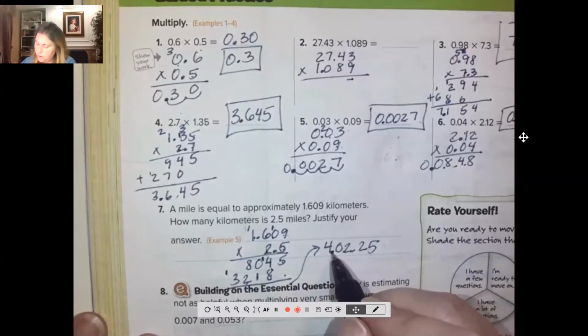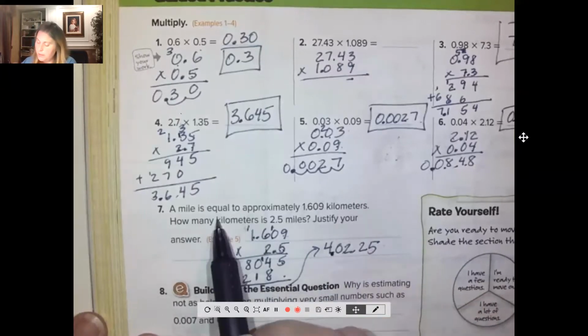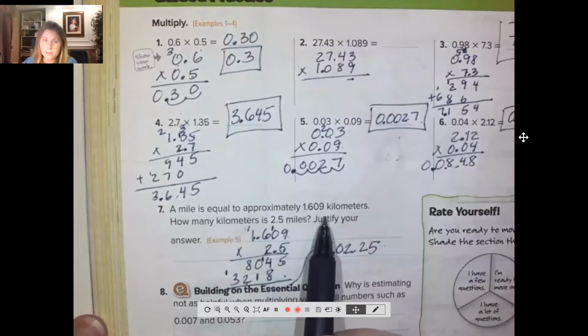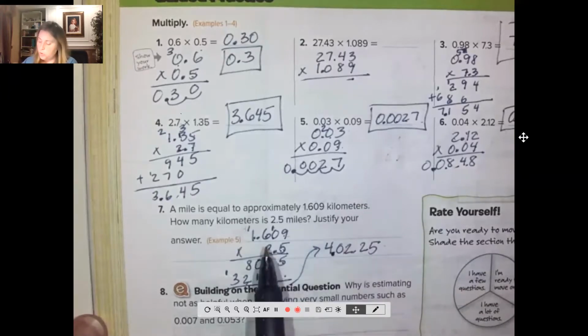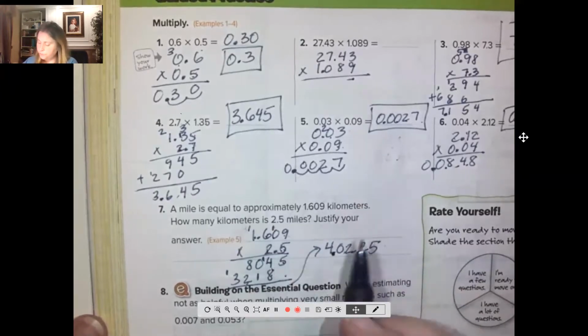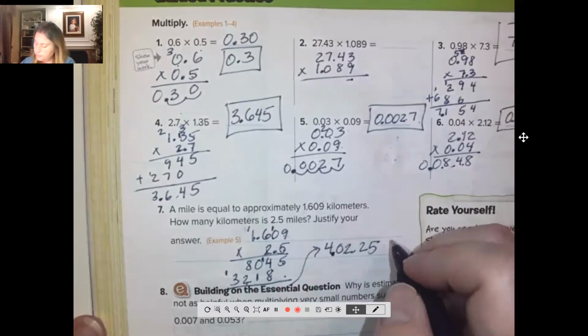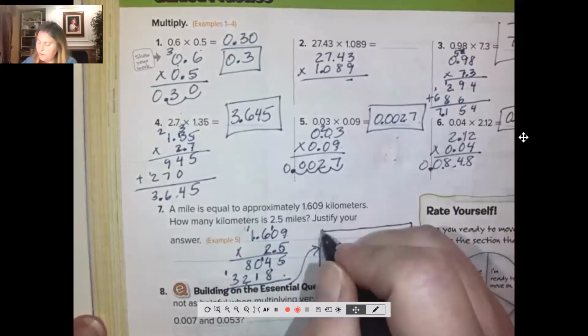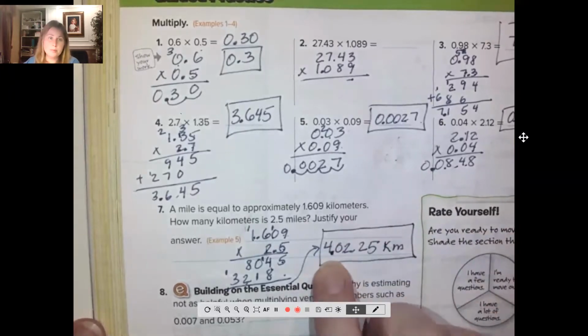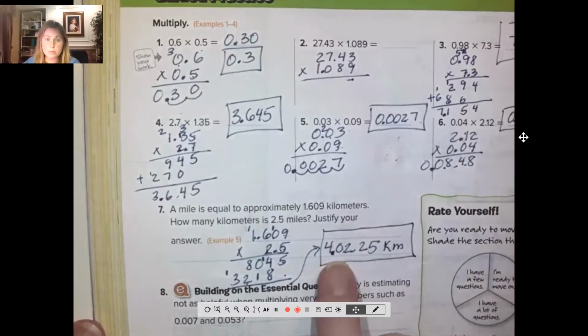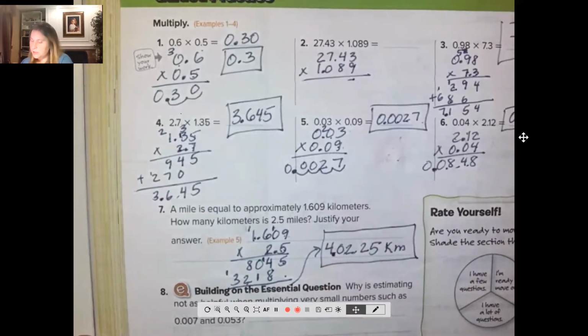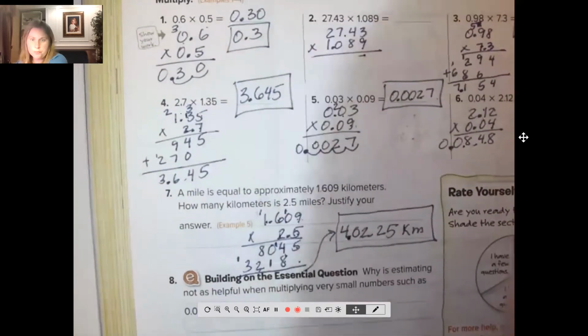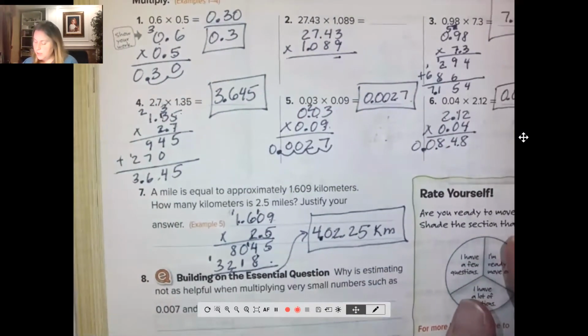So 1 mile is about 1.609 kilometers, so 2.5 miles would be 4.0225 kilometers. That's reasonable. If I would have had something like 40, that would have been obvious that the decimal is in the wrong place. Building on the essential question, why is estimating not as helpful when multiplying very small numbers?